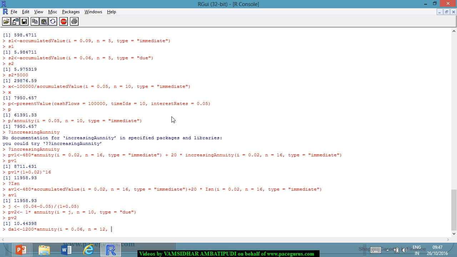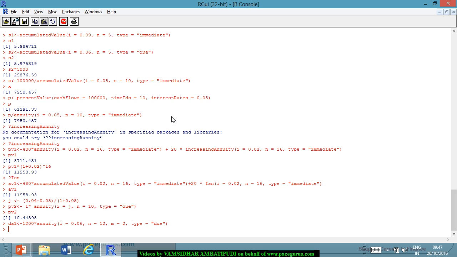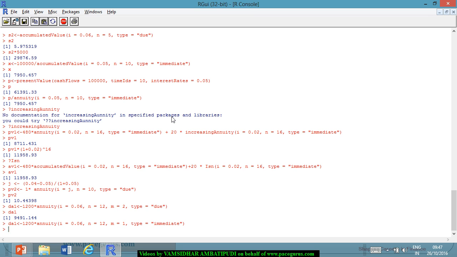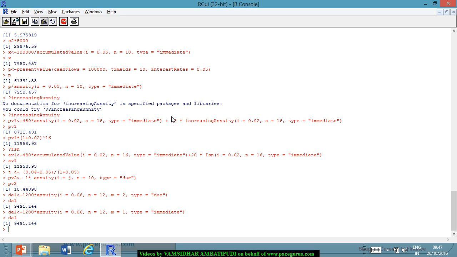Now here I have to set the deferment period to 2 periods. If I'm setting it to 2, then the type will be annuity due itself. But if I'm setting it to 1, the type will be immediate annuity. So I am finding out DA1, which is giving me 9491. With the same logic, if I change this from due to immediate and I change this from 2 to 1, then also the result should be the same, which is giving me the same 9491.